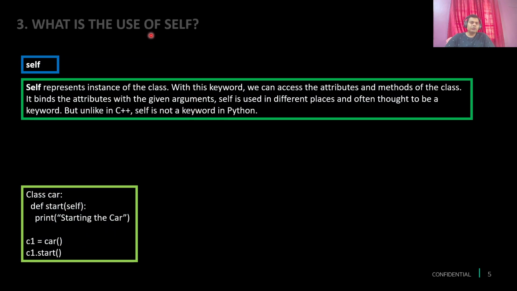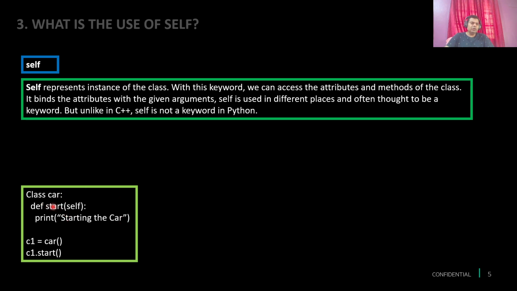Another beautiful question is, what is the use of self? Why do you use self in Python? Self represents the instance of the class. Remember, this is not a keyword, but it is a common practice and is used everywhere, so we should also use self. But I'll showcase today that it is not required to use self.